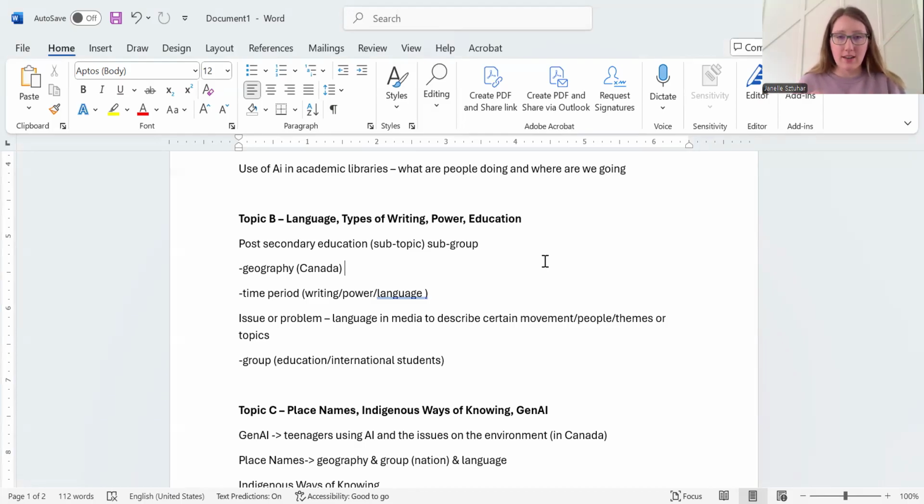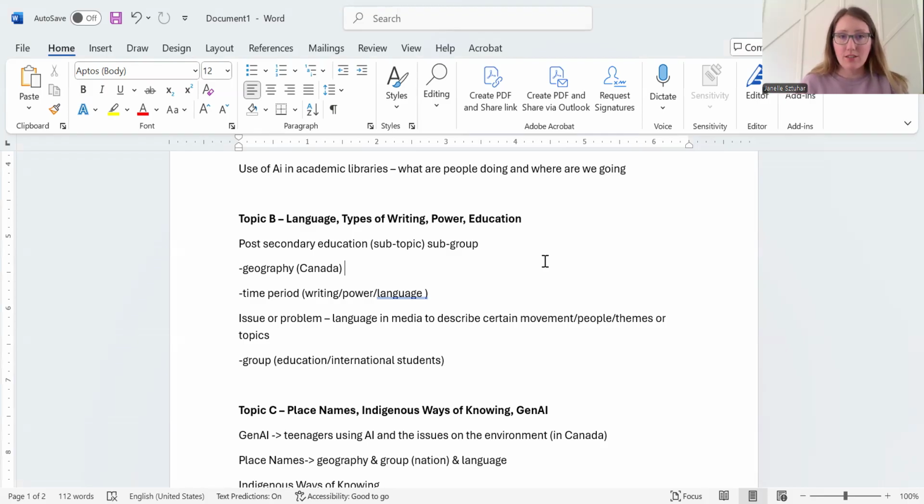You might want to indicate a geography for these topics, right? So language geography might matter, types of writing, maybe not, but power potentially, right? When we're talking about power dynamics, is it in politics, business, social relations? Like, what are we talking about there? And education, geography could be an important way to narrow that as well.